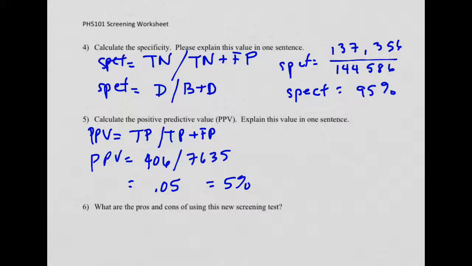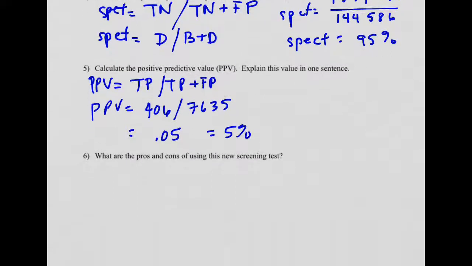So overall, in the calculations we've done so far, very high sensitivity. It's accurately capturing those who truly have CF. Fairly high specificity. It's accurately capturing those who are negative, but a low positive predictive value. So there's going to be a lot of babies who screen positive who don't actually have CF. So what are the pros and cons of this screening test?